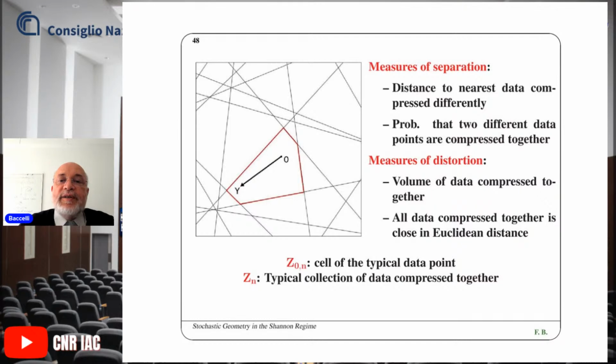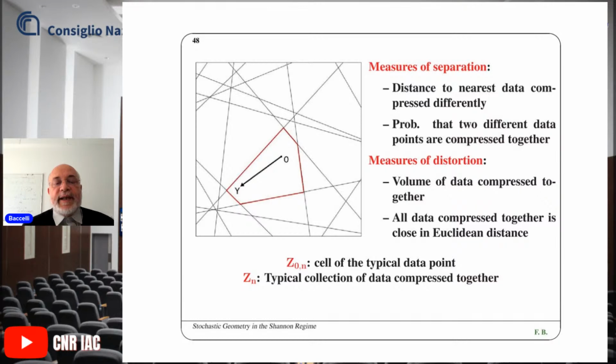So let me describe mostly the latter. Think of that as compression, right? So you want to encode a data set or something, and some data in an efficient way. You do that on these one-bit things, right? Compares each of the hyperplanes, right? And what you want is that this to be a good compression, namely that the volume of data compressed together be small, or that all data compressed together are close in Euclidean distance, right?